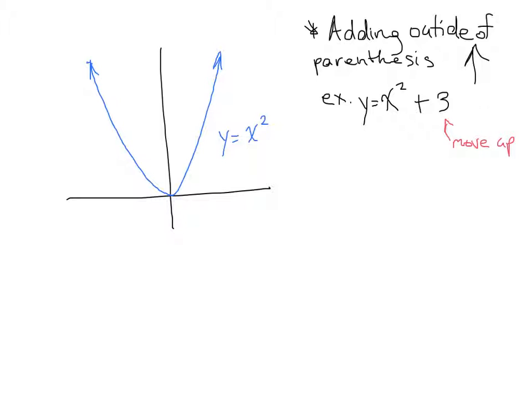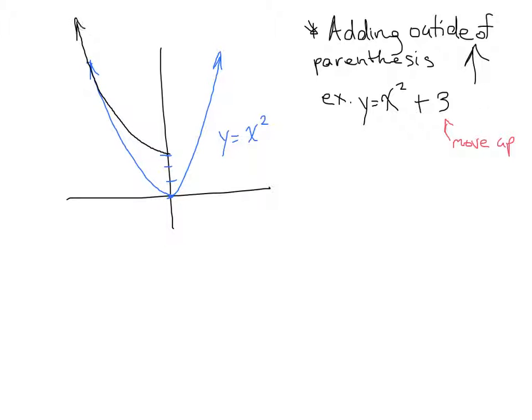So we have here, right now it's at 0, 0. Then we go 1, 2, 3. We're moving the graph up, and it's the same shape, but it's moved up. So it would look a little something like this.